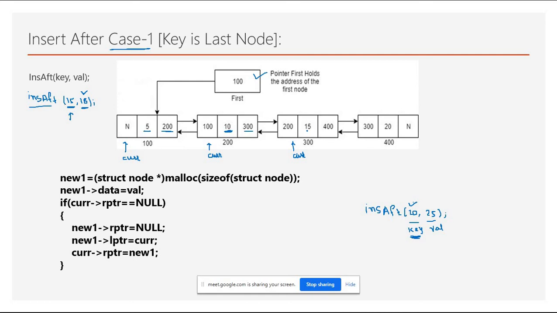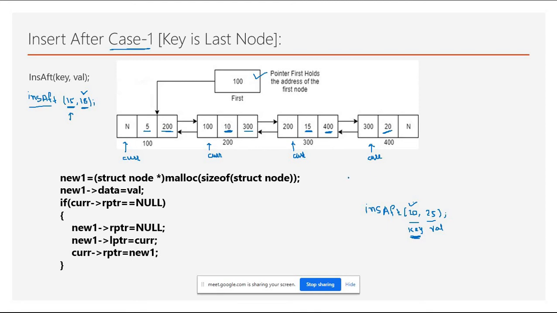Again we check whether the data part and key value are the same. No, the data part in current is 15 and the key value is 20. So again we assign rptr to current and current comes here. Now here we find the key value: current's data part is 20, our key value is 20, so the loop will break out. But make sure this is the last node too.